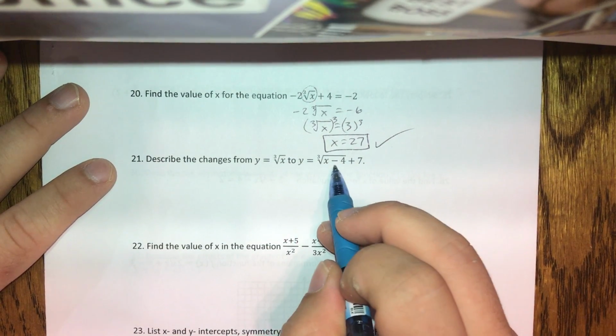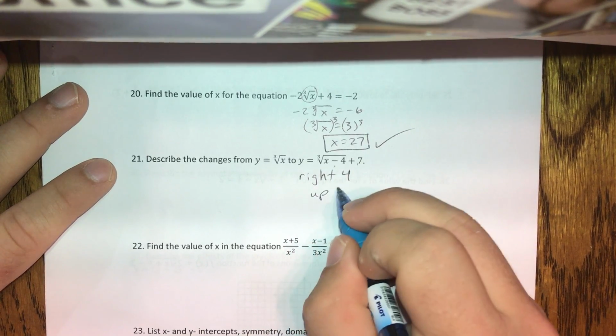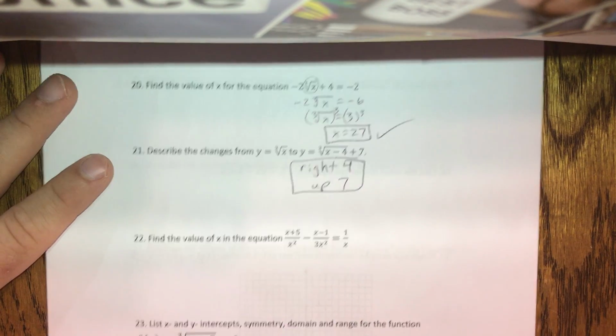Describe the changes. -4 on the inside is going to go right 4, up 7.